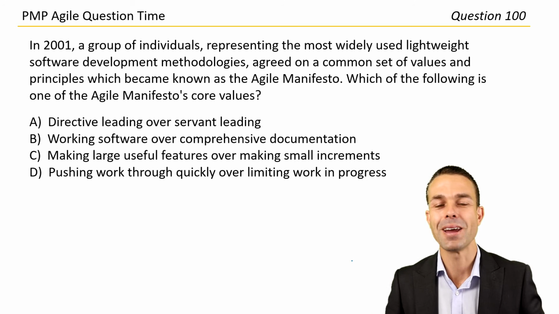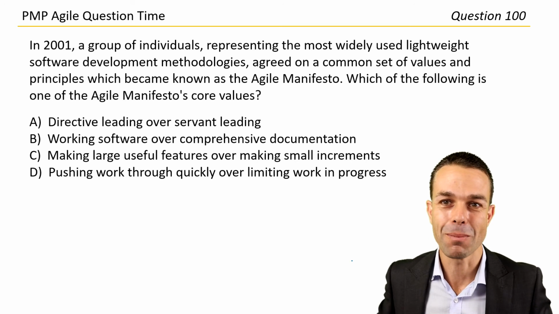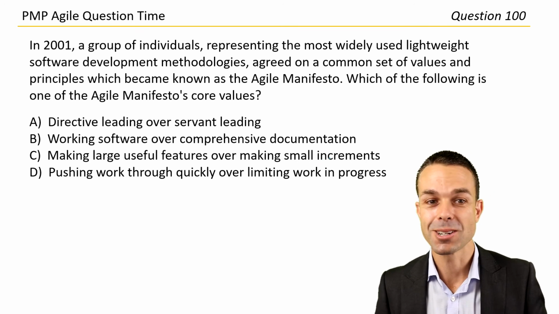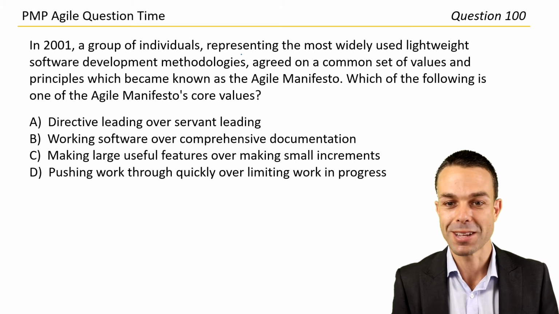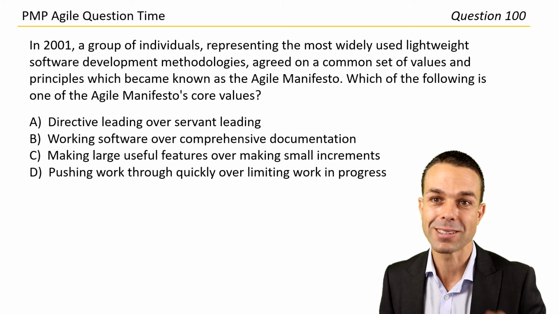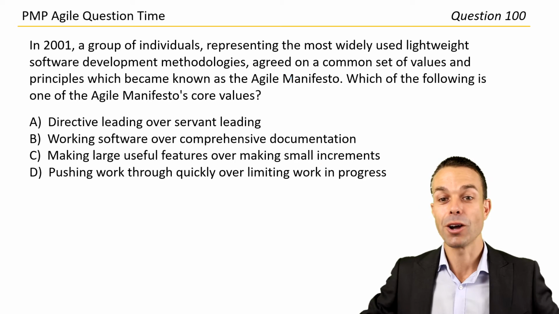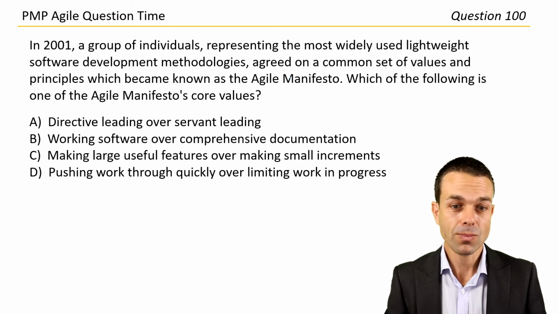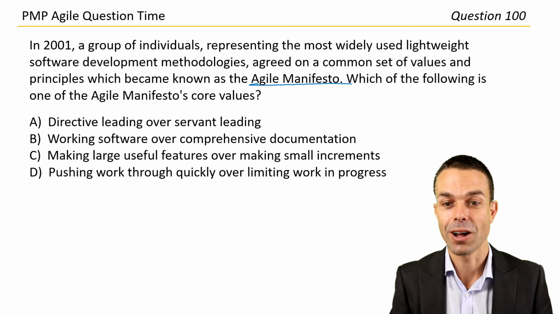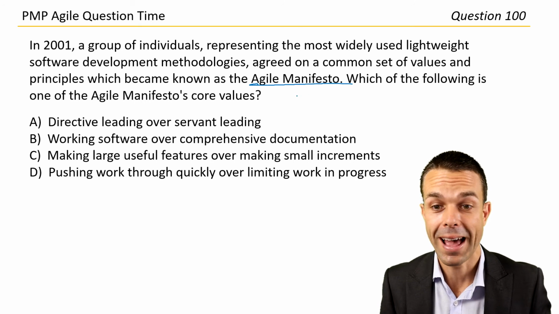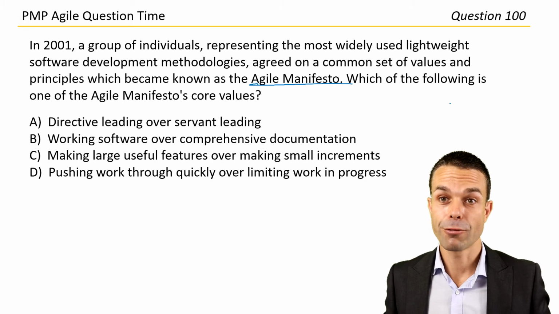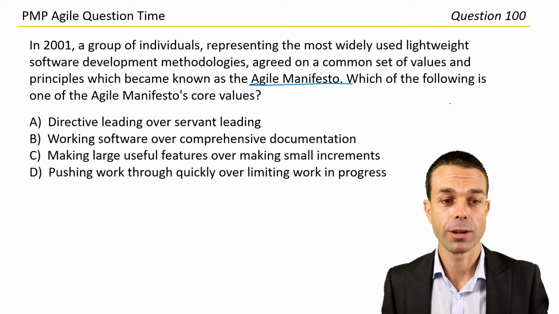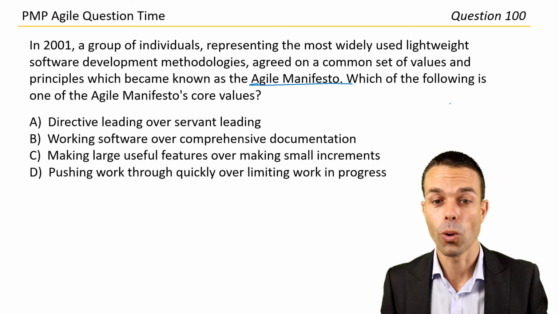All right. Oh, and it's where Agile came from. I love these questions. So in 2001, a group of individuals representing the most widely used lightweight software development methodologies agreed on a common set of practices, values, and principles, which became known as the Agile Manifesto that we all know and love. This is where it all started from back in 2001. Which of the following is one of the Agile Manifesto's core values?